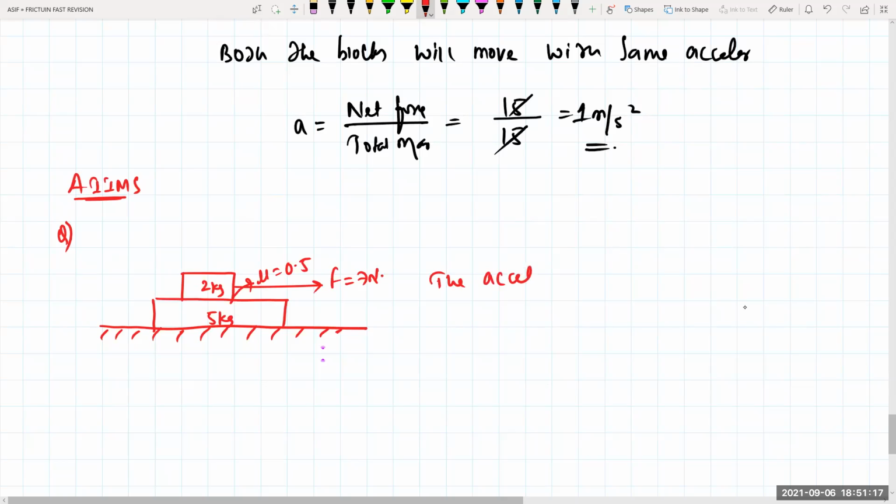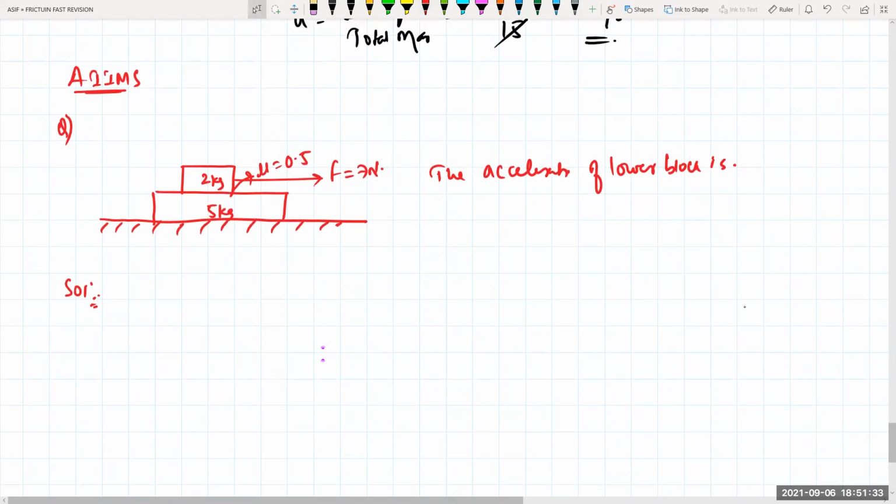The acceleration of the lower block. So try to do it. We have got 2 kg and 5 kg. Coefficient of friction between 2 and 5 is 0.5 and applied force is 7 Newton. What is the acceleration of the lower block? Same method. Who is the target? The 5 kg block.